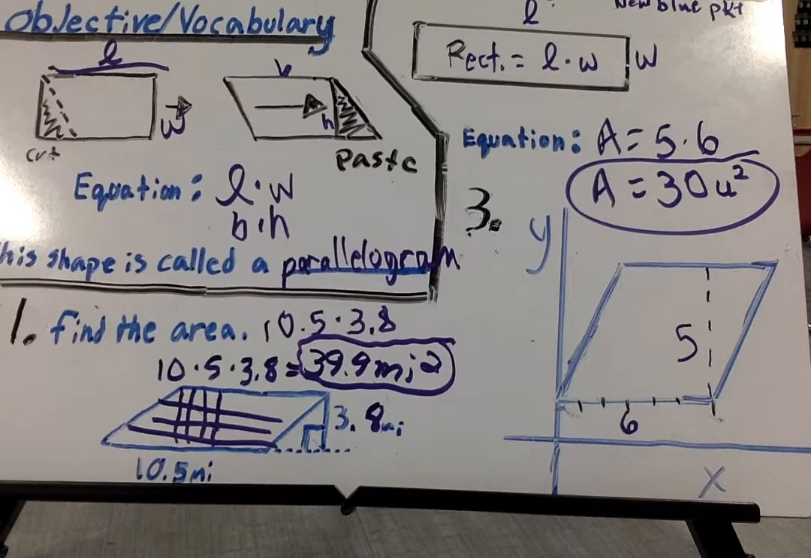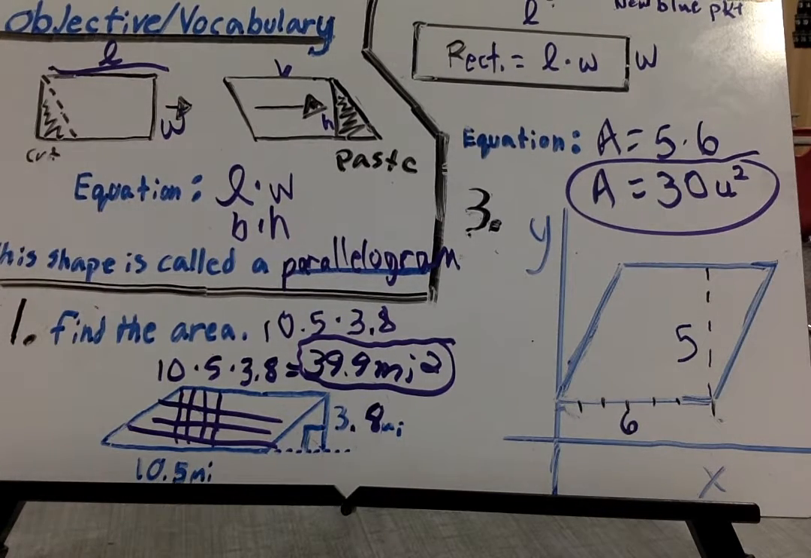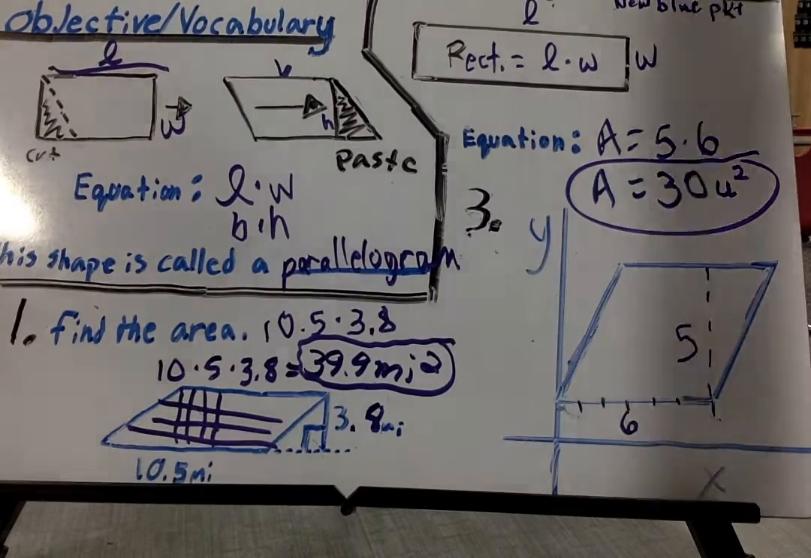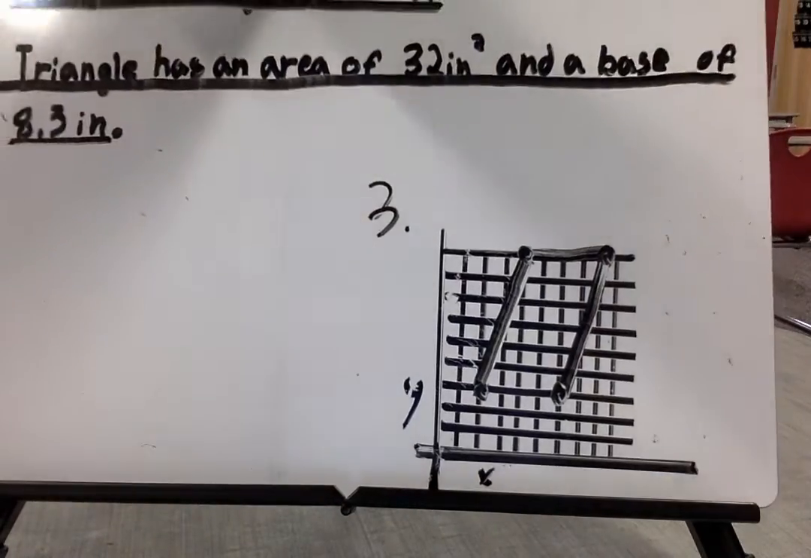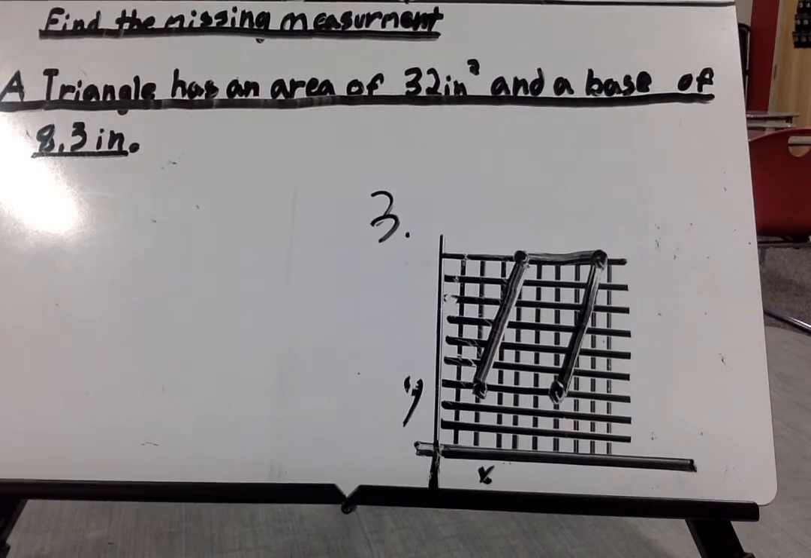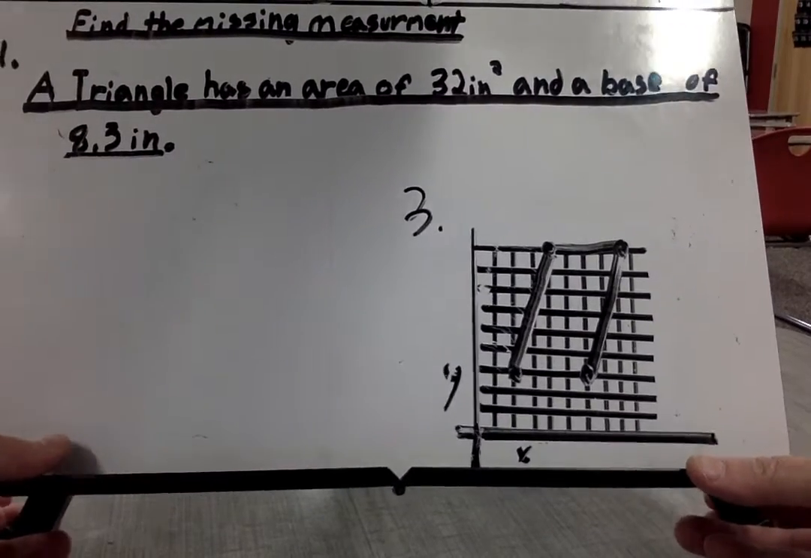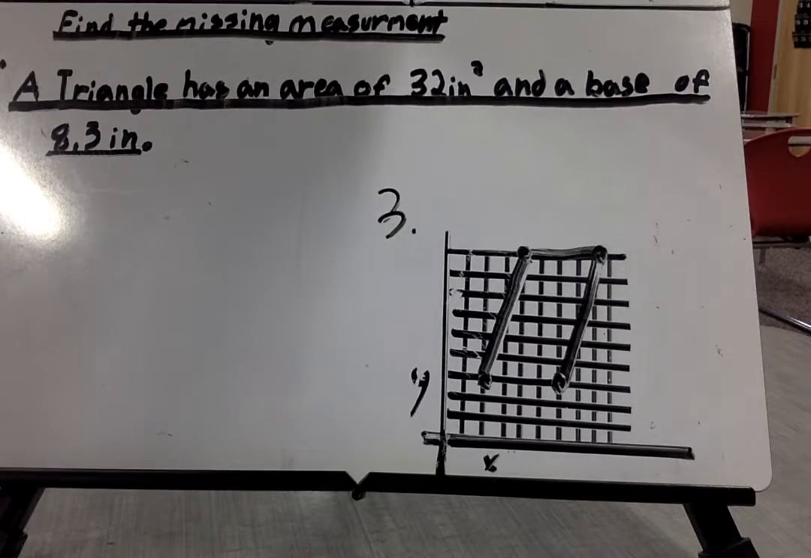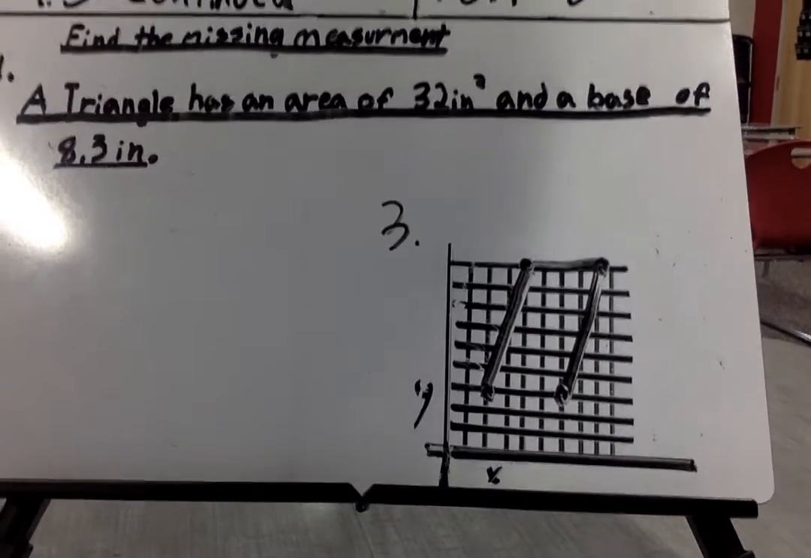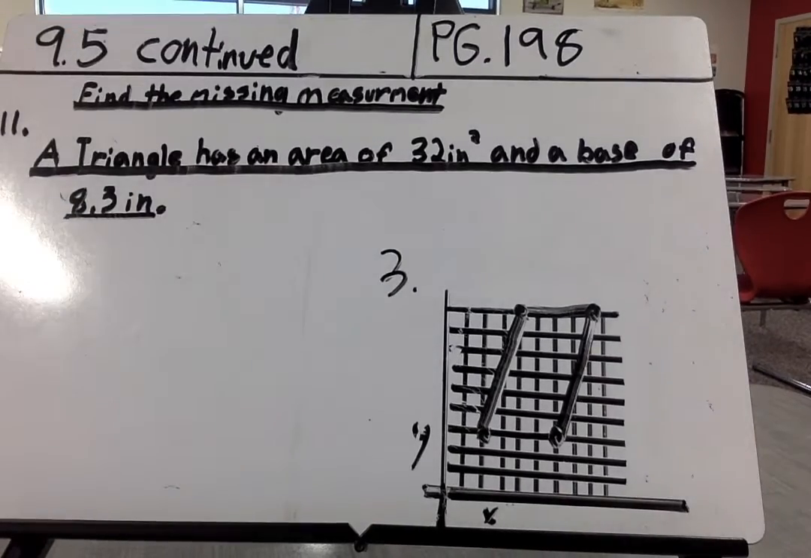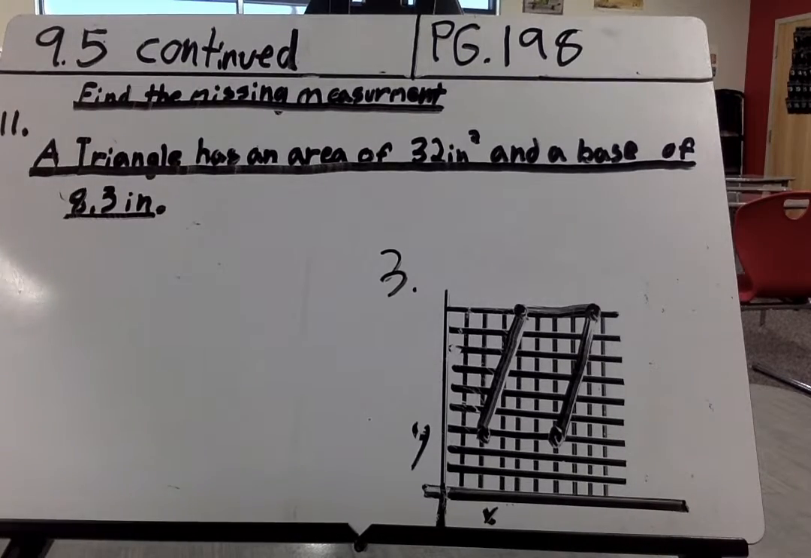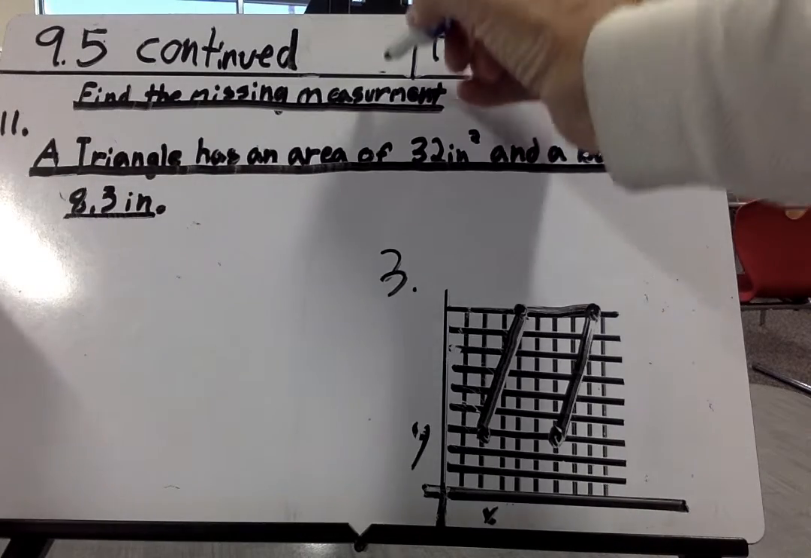Now we're going to go on to the next page. You'll need to do some of the others on your own. We're going to actually jump all the way to page 198. So again, you'll have to do 197 on your own. Find the missing measurement. This should have an E right here.